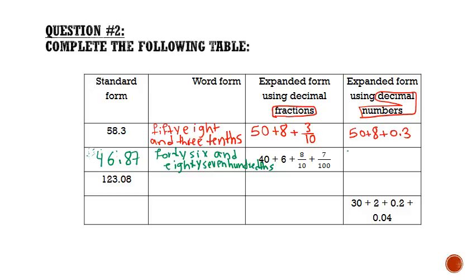So how do I write it? 40 plus 6 plus 0.8, yes, plus 0.07. Very good.